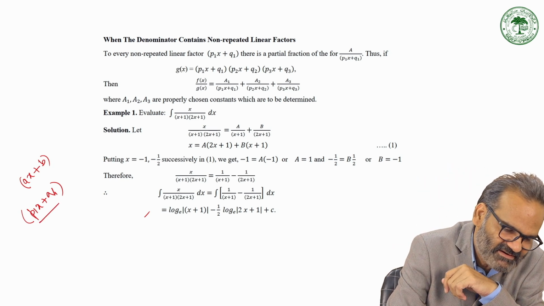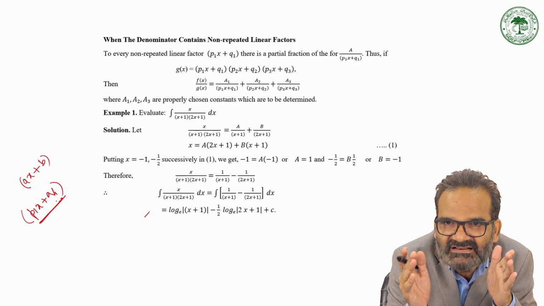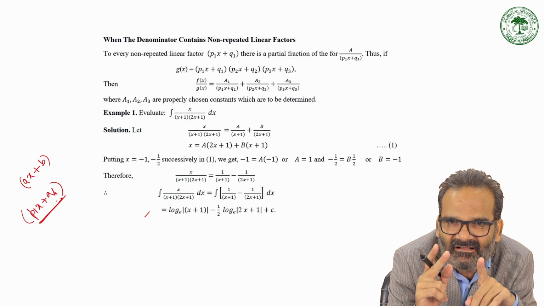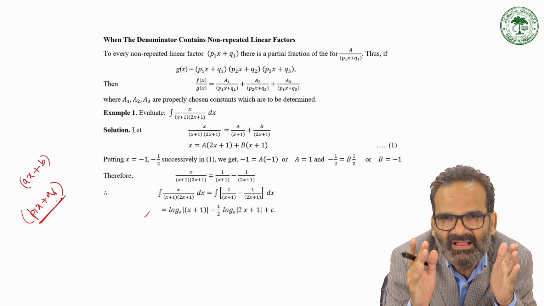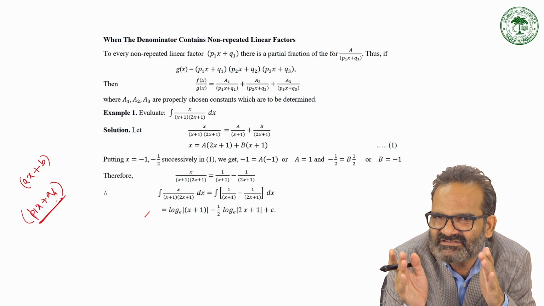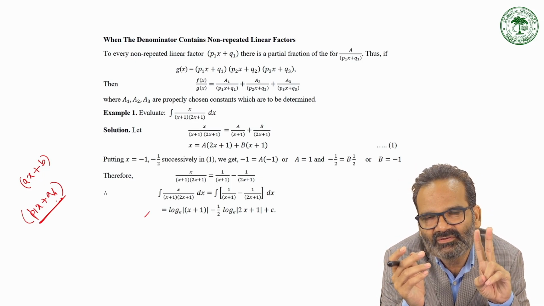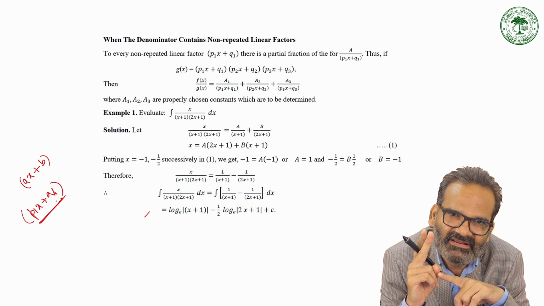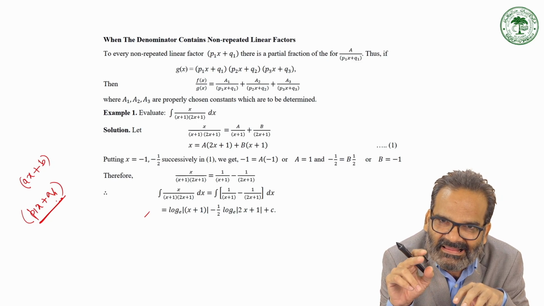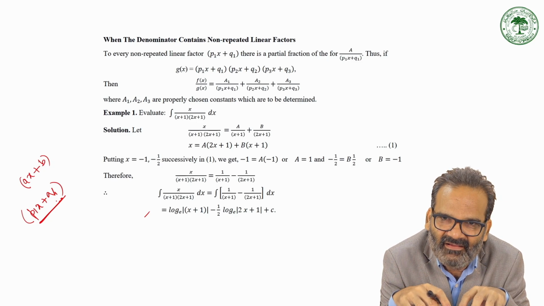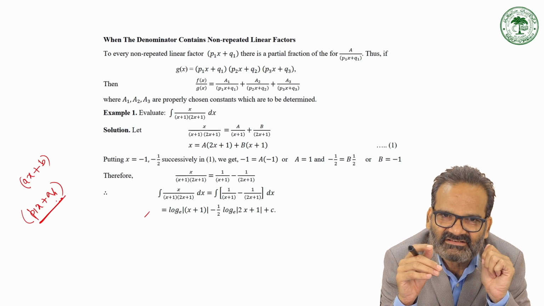So if the factors are linear and distinct, then for each linear factor, we need a single constant. It means however many factors the denominator has, we need to introduce the same number of constants. For example, if the denominator contains 2 factors and both are linear and distinct, then we need one constant for each factor: a constant upon the first factor plus any other constant upon the second factor. This is how we will start our process of partial fraction, right?